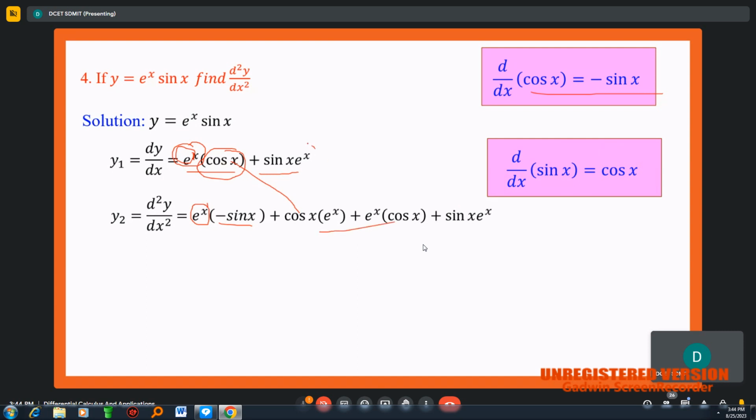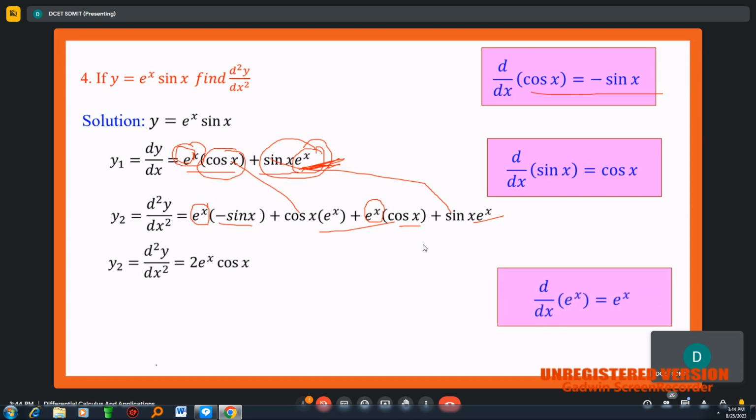Plus here again for the second term we are applying the product rule. First we are keeping e to the power of x constant. Differentiation of sin x. What is the differentiation of sin x? Differentiation of sin x is cos x, plus sin x kept constant, differentiation of e to the power of x. What is the differentiation of e to the power of x? E to the power of x only.